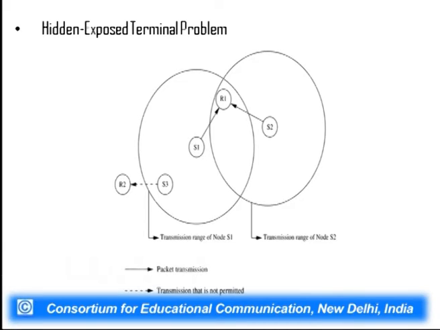Why? Because S3, S1 and R1 are all in the same area, in the same zone. So S3 knows that there is an ongoing communication that S1 has initiated with R1. So it will wait, and this waiting time is unnecessarily long, because it has nothing to do with the ongoing transmission. It has to send the data to a different destination, that is R2, but still it has to wait.